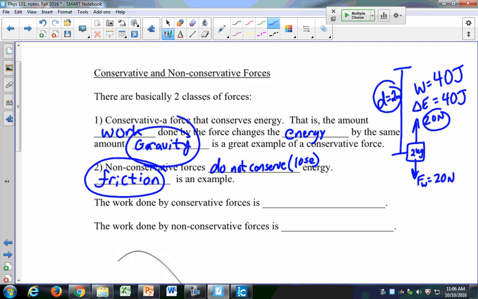And the work done by friction, if I have friction, it does a certain amount of work, and that work is lost to the system. It's lost. That's why we have it as negative, because we take away that work. The work done by conservative forces is path independent. The work done by non-conservative forces is path dependent.